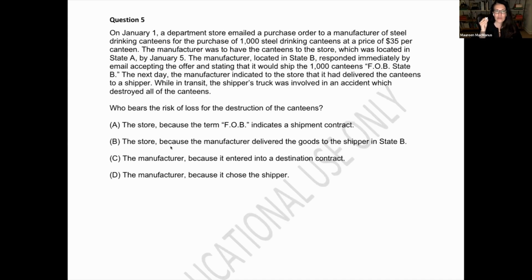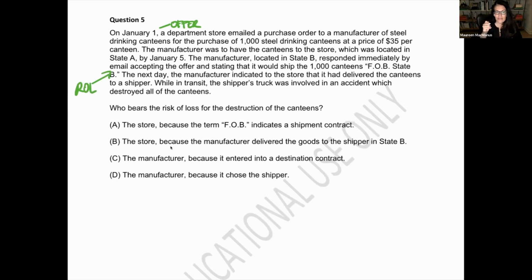So on January 1, a department store emailed a purchase order to a manufacturer of steel drinking canteens for the purchase of 1,000 steel drinking canteens at a price of $35 per canteen. So this is an offer. Manufacturer was to have the canteens to the store, which was located in State A, by January 5th. The manufacturer, located in State B, responded immediately by email accepting the offer, stating it would ship the 1,000 canteens FOB State B. So the risk of loss transfers once we get them to the shipper in State B.